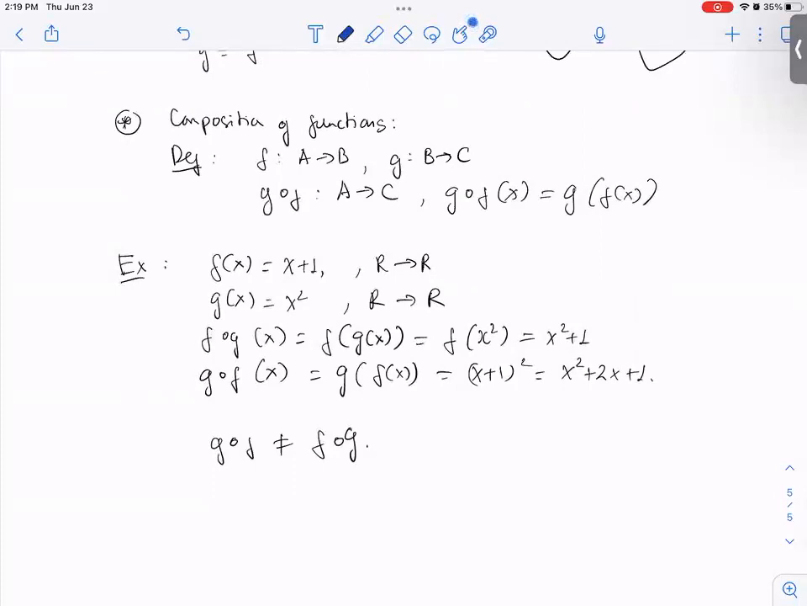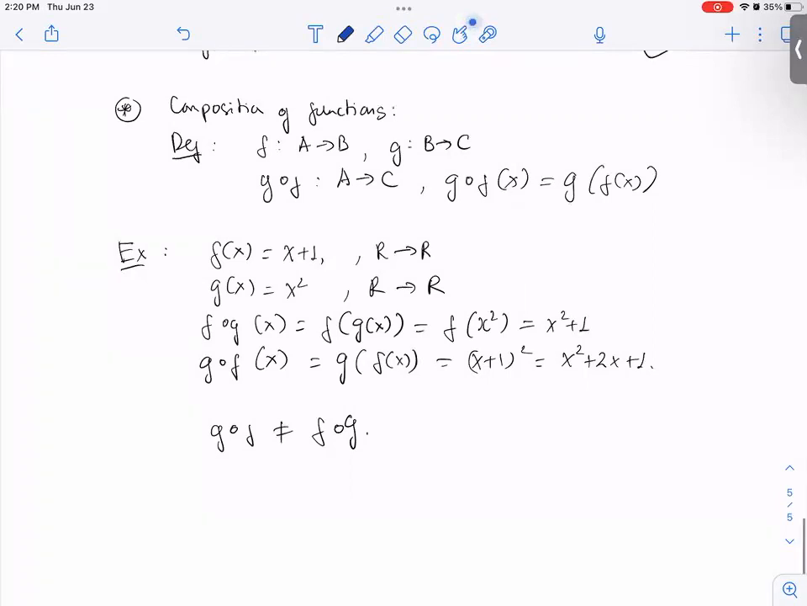Another very important notion about functions is the composition of functions. That is, if you have a function f from A to B and a function g from B to C, then you can define the composition of g composed with f. And this is going to be a function from A to C, and g composed with f evaluated at some input x is equal to g(f(x)). So basically, we apply the functions in the correct order.